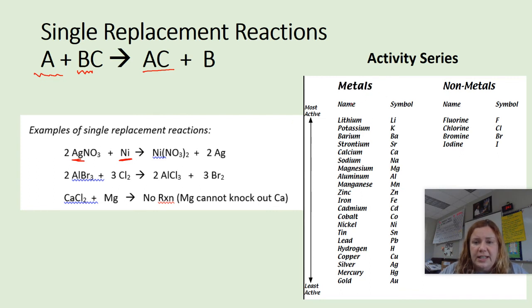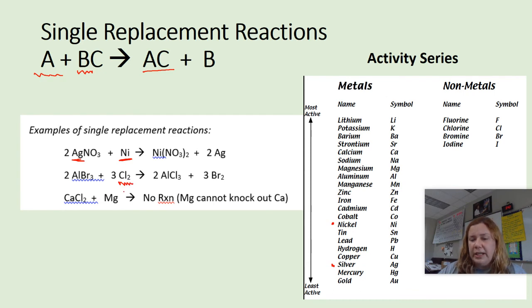We use something called our activity series, which is this document right here. You should have a document with the activity series on it. We find silver within our activity series, and we find nickel. Since nickel is above silver, it can knock out silver because it's more reactive than silver, but silver cannot knock out nickel. Nickel is the one that's by itself, so nickel can in fact knock out silver, become nickel nitrate, and then leave silver hanging.